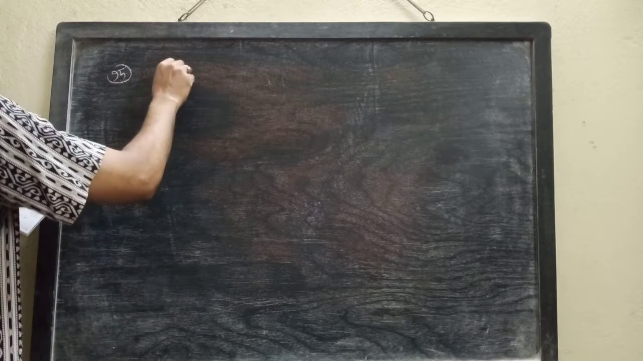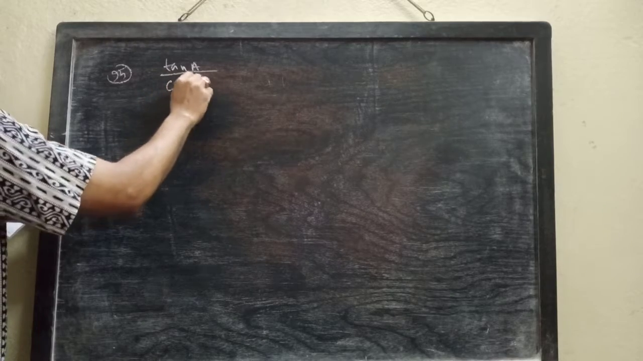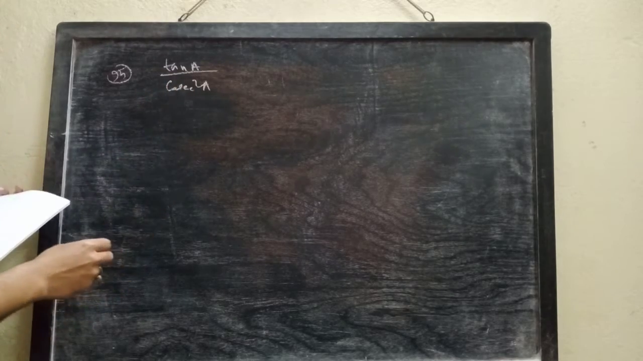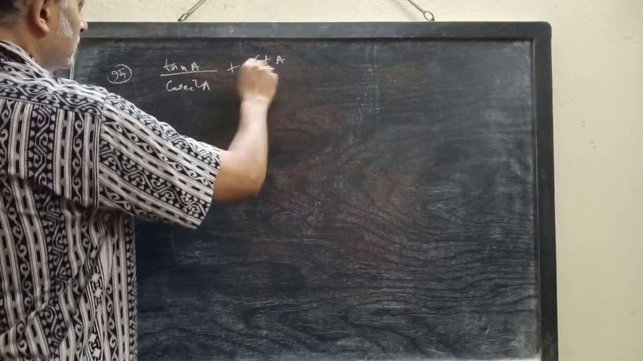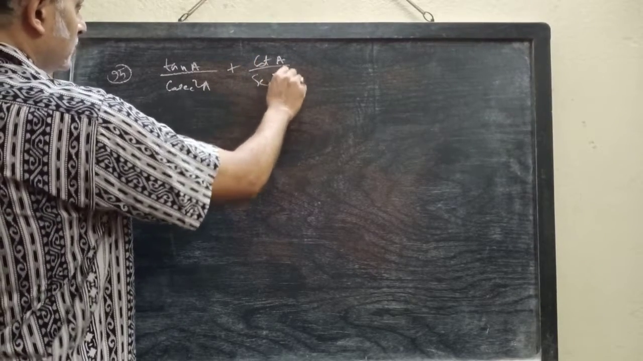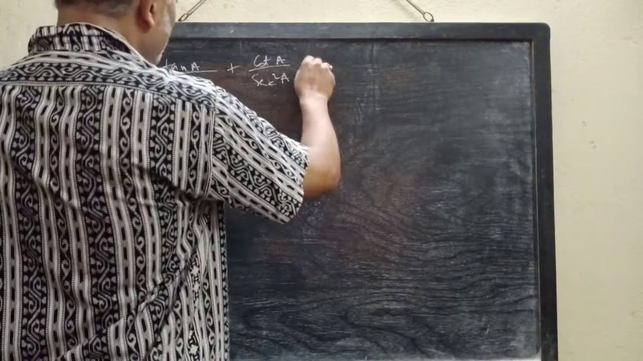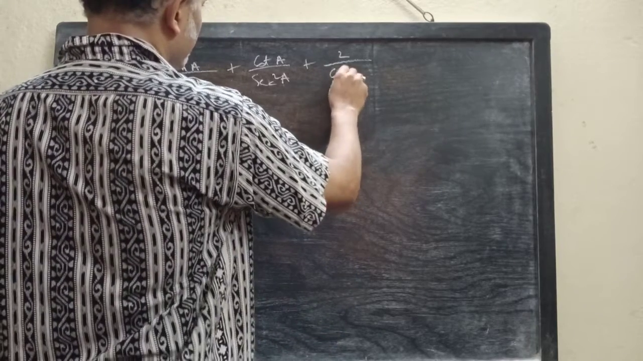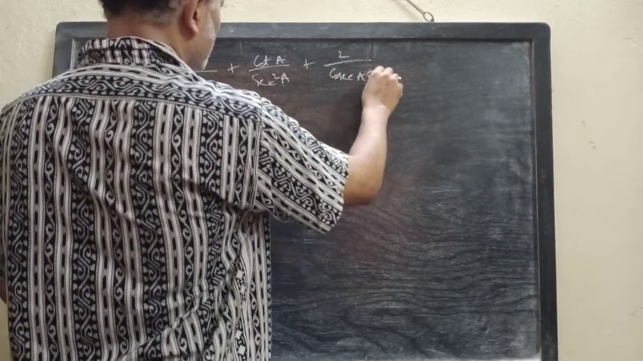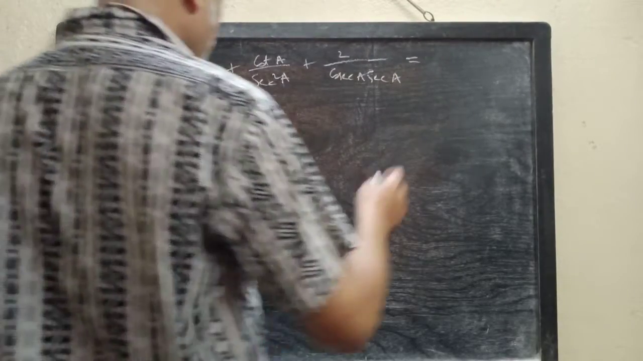Prove that tan A by cosec square A plus cot A by sec square A plus 2 by cosec A sec A is equal to tan A plus cot A.